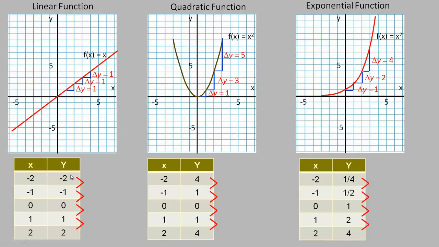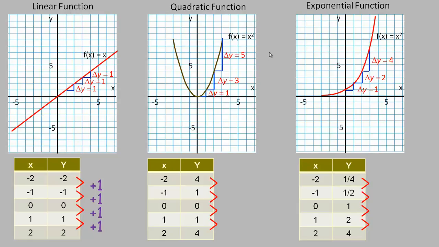So from -2 to -1 it goes up by 1, from -1 to 0 it goes up by 1, from 0 to 1 it goes up by 1, and from 1 to 2 it goes up by 1. Those are called the first differences, and if the first differences are all the same, it is a linear function. They don't always have to be 1, but as long as they're the same, even a negative value, that's okay. It's still a linear function.